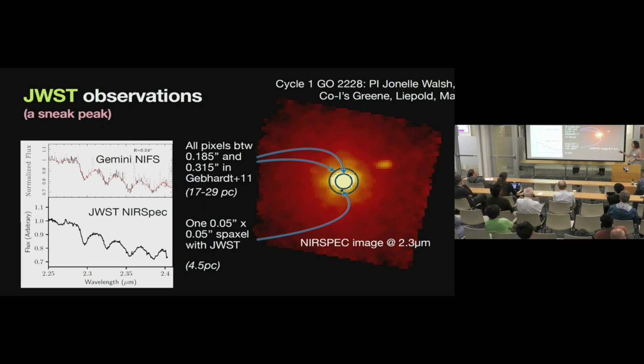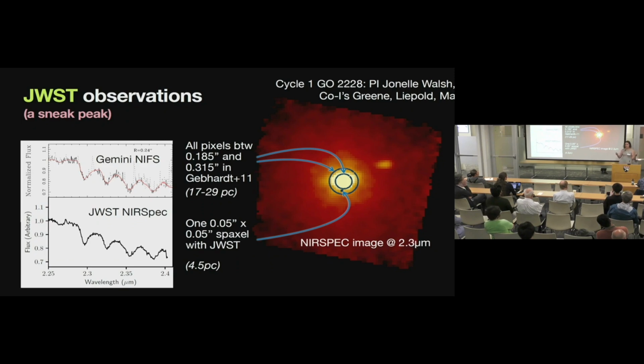So roughly this time last year, we got JWST observations of M87. This was work that was led by Janelle Walsh with co-investigators Jenny Green, myself, and Chengpei Ma. So we used NIRSpec, about 10 hours with that instrument, to obtain this really beautiful image of M87. So this is the image at 2.3 microns.